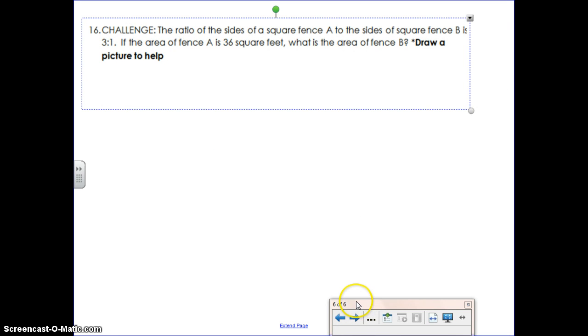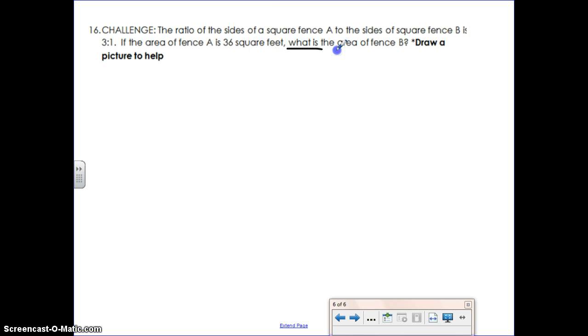All right, finally, the challenge says the ratio of the sides of a square fence A to the sides of a square fence B is 3:1. If the area of fence A is 36 feet, what is the area of fence B? Draw a picture to help. Pause the video and see if you can sketch this. That's the trickiest part.